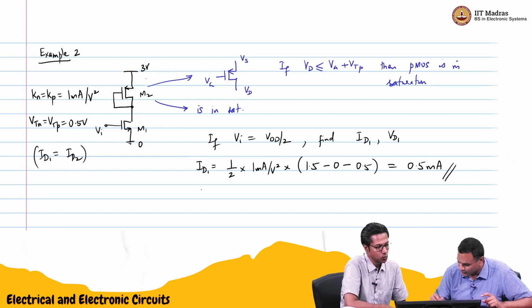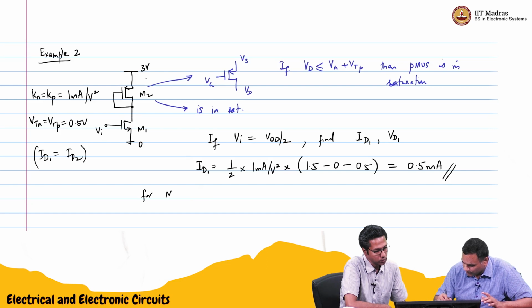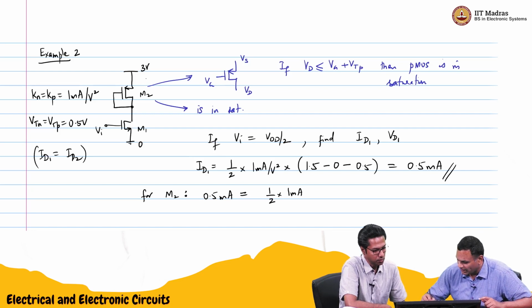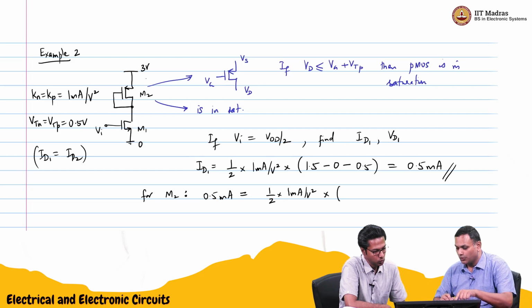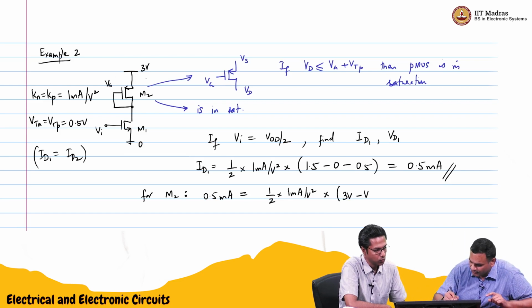The same current is flowing through M2. So we'll say ID2, and use the ID2 equation. 0.5 milliamperes is half into Kp, which is 1 milliampere per volt squared, into VSG minus VT. VS is 3 volts minus we don't know the gate voltage, which is VG2, the same as VD1, which is what we want to find.